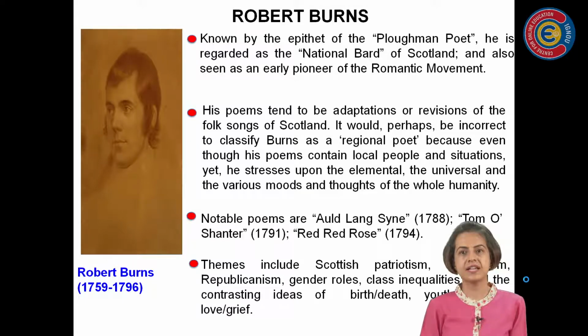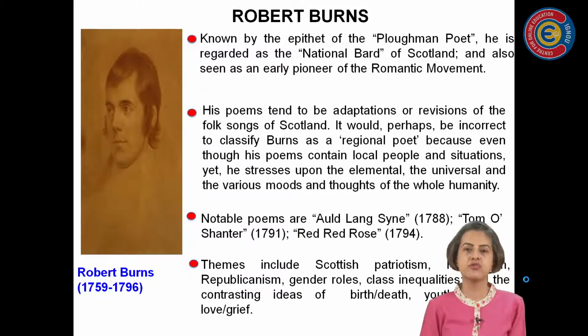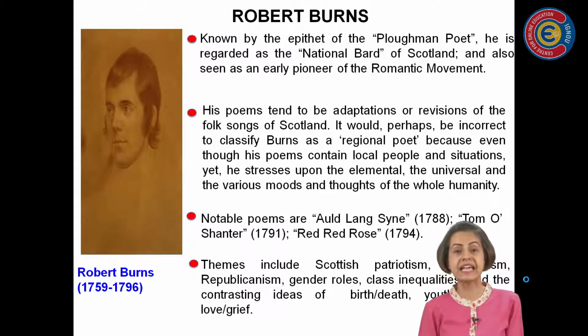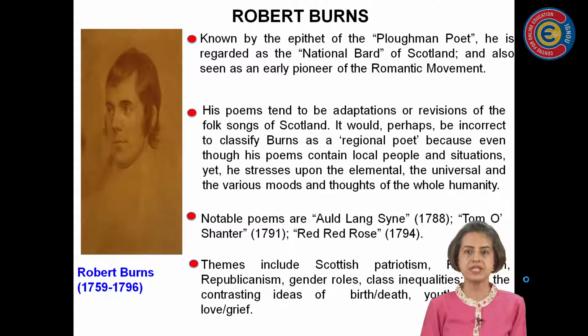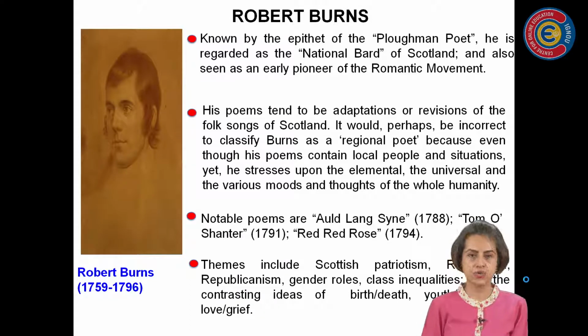An important poet and in fact an early pioneer of the Romantic movement was Robert Burns. His poems tend to be adaptations or revisions of the folk songs of Scotland. It would perhaps be incorrect to classify Burns as a regional poet because even though his poems contain local people and situations, yet he stresses the elemental, the universal, and the various moods and thoughts of the whole of humanity. Notable poems are Auld Lang Syne, Tam O'Shanter, and A Red, Red Rose. Now, some of his themes include Scottish patriotism, radicalism, republicanism, gender roles, class inequalities, and the contrasting ideas of birth, death, youth, old age, love, and grief.